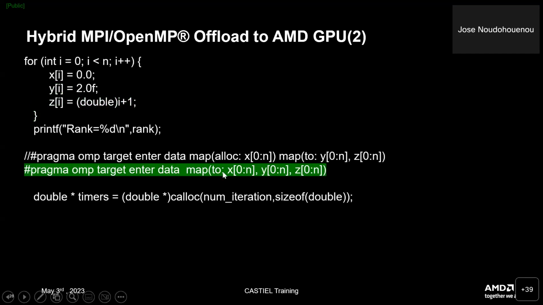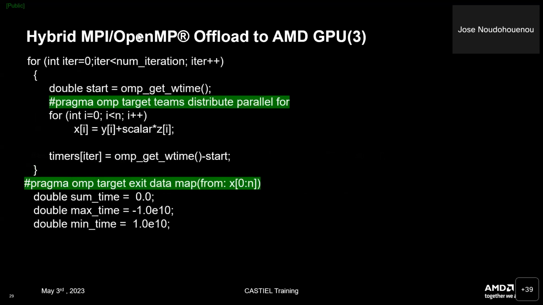Now, instead of doing it like this, we can use another way because X is just initialized to 0. So we can directly allocate X on GPUs. Next, we have our compute loop here with the necessary pragma to offload this piece of code on GPUs. And then we finish with target exit data to close our data region.